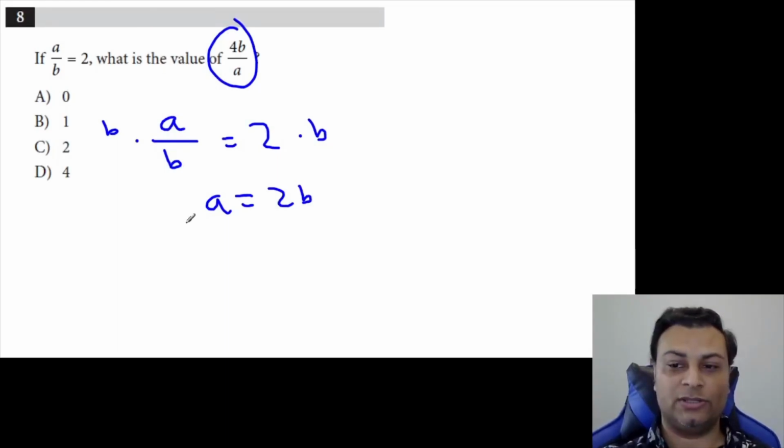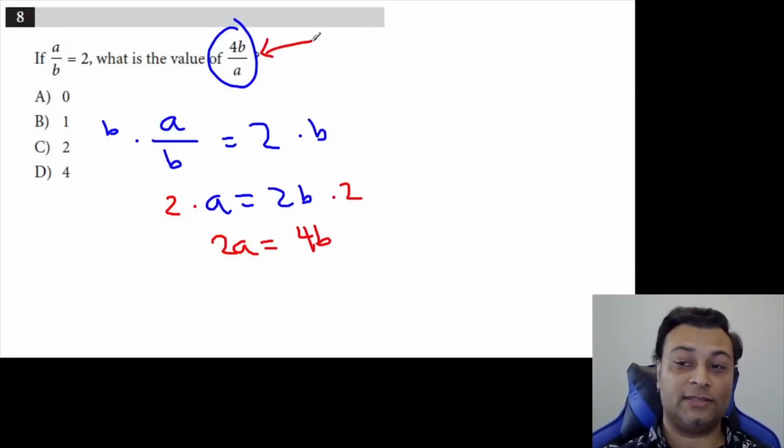What we can do is a doubling of both sides. So finally you have 2a equals 4b. Okay, perfect. We're trying to get to this. This is our goal. We're almost there. We have a 4b, we just need to divide it by a. So let's divide that by a. And we have 4b over a, which was our goal. That looks like 4b over a would simply be 2. So the answer is C.